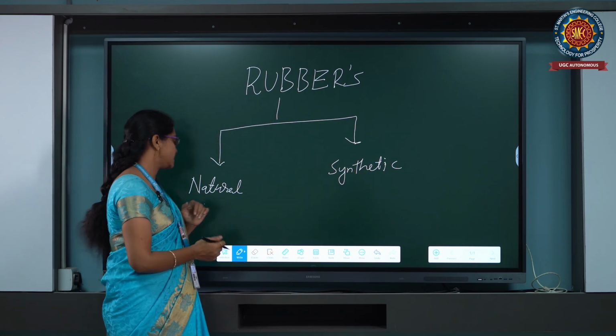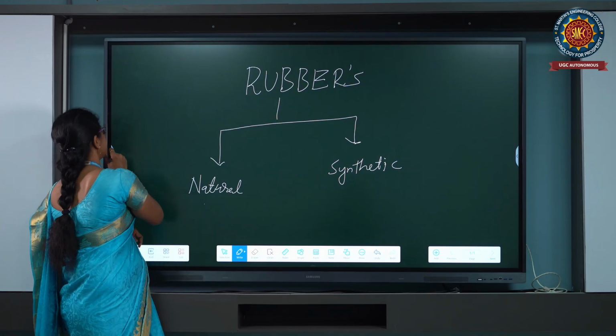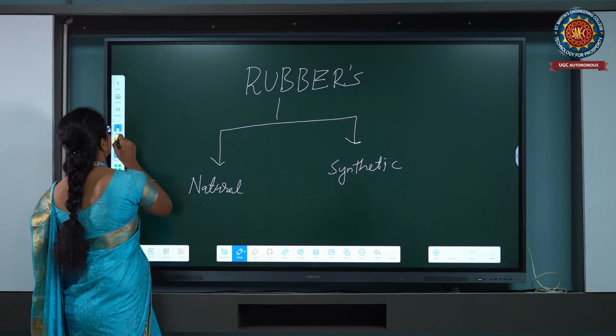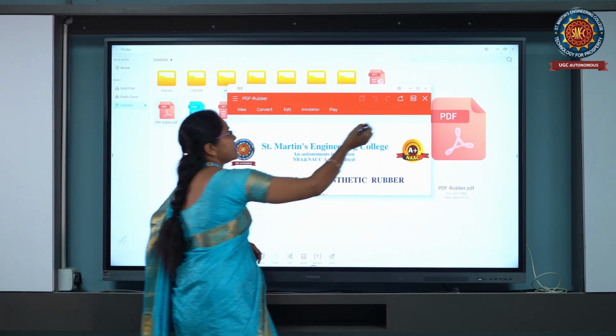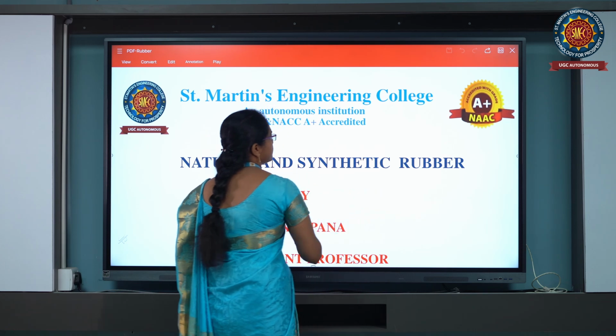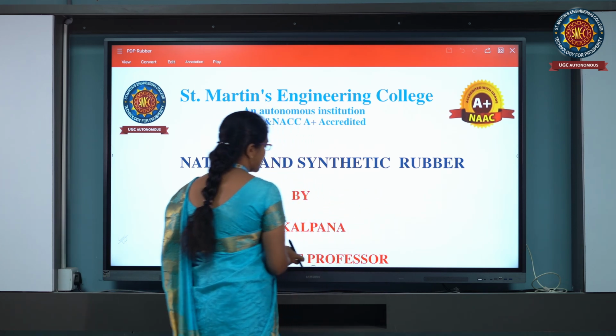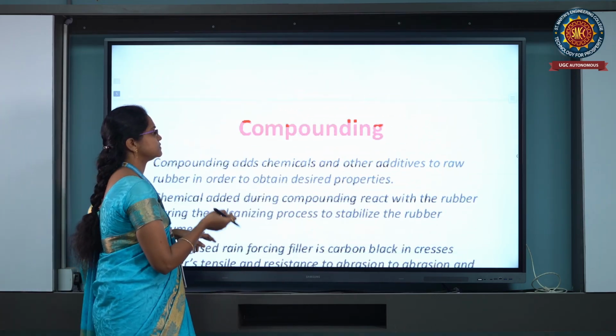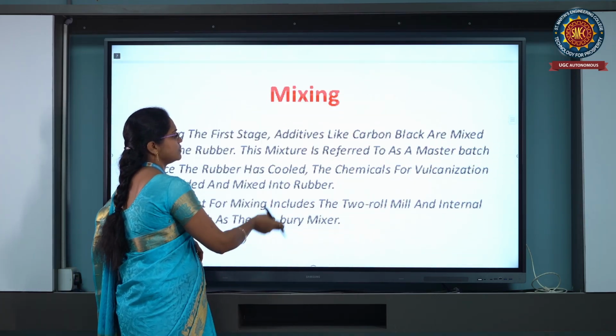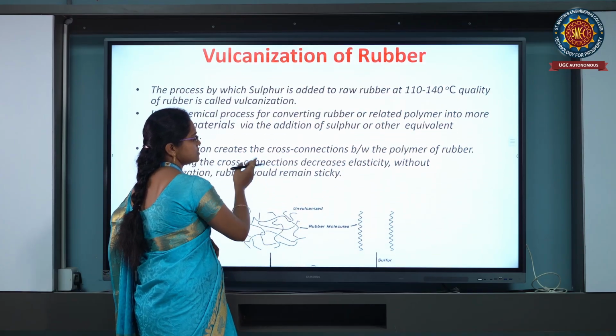What is synthetic rubber? Synthetic rubbers are synthesized by the company, that is, the man-made rubbers. You have synthesized them in the laboratory only, that is the synthetic rubbers. Okay, mixing is also completed, vulcanization process is also completed.